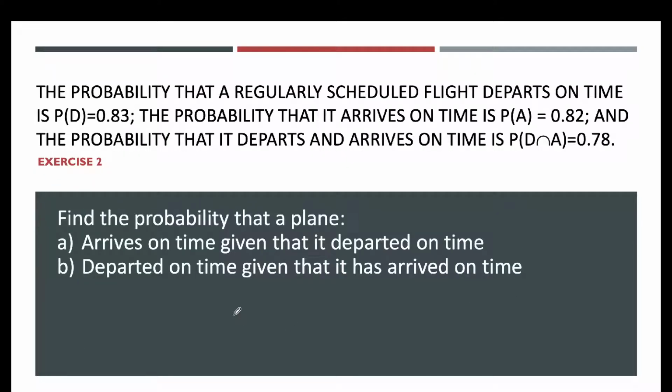Next up we have another exercise. The probability that a regularly scheduled flight departs on time is P(D) = 0.83. The probability that it arrives on time is P(A) = 0.82. And the probability that it departs and arrives on time is P(D intersect A) = 0.78. Find the probability that the plane arrives on time given that it departed on time. So they want us to find P(A given D).